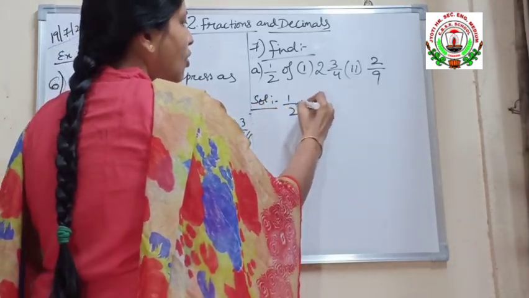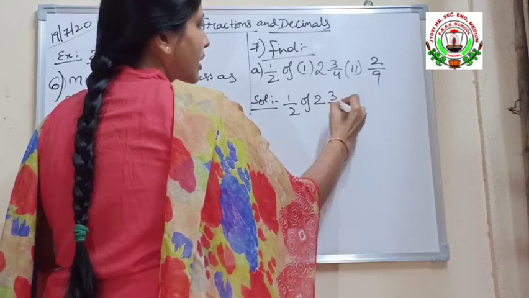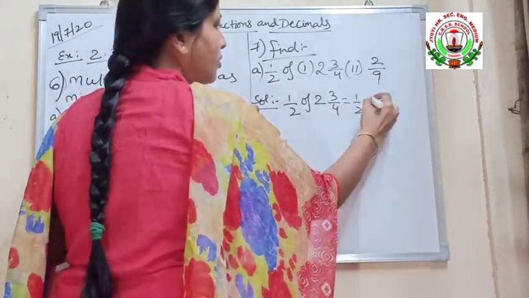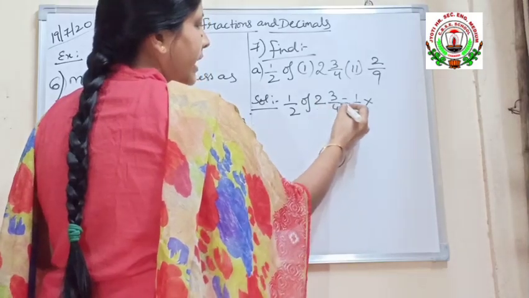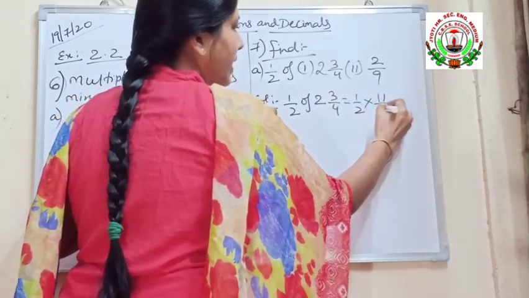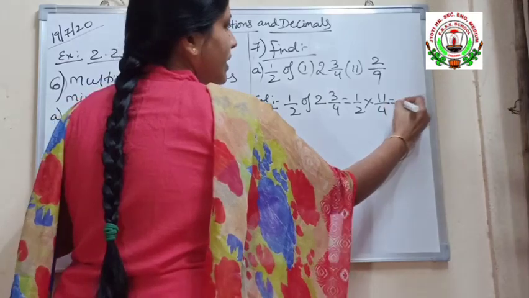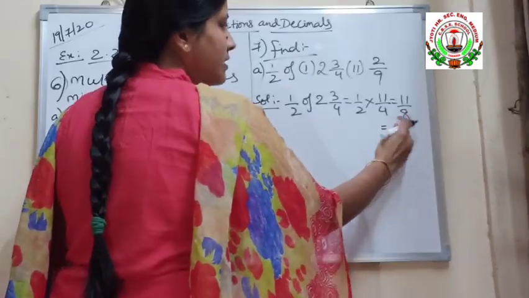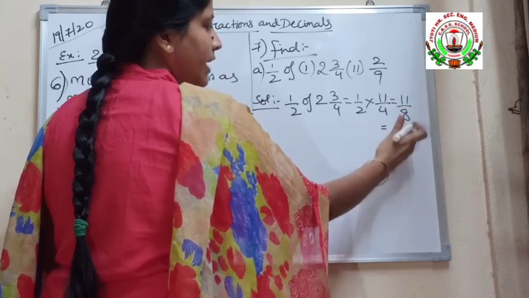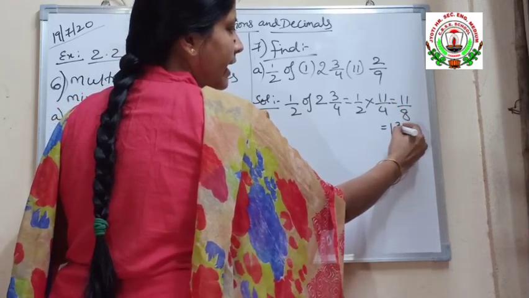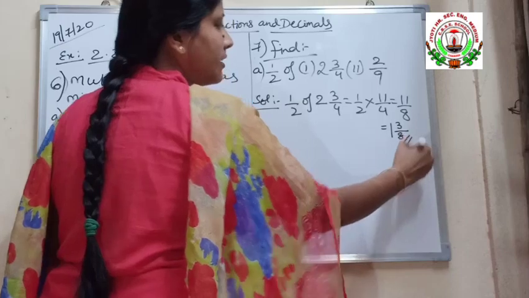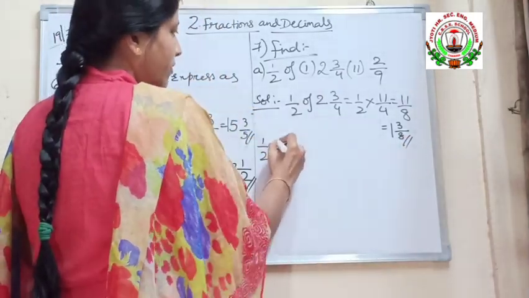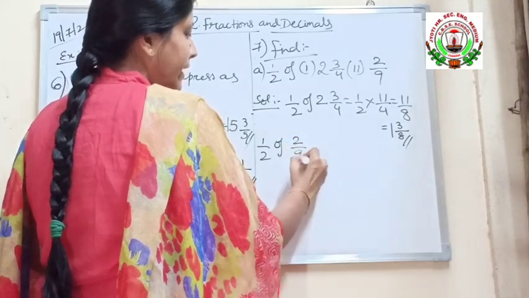1 by 2 of 2 3 by 4. So changing this mixed into improper, 2 4s are 8, 8 plus 3, 11 by 4. So this will be 11 by 8. And changing this improper into mixed fraction, 8 ones are 8 and 3 is the remainder, 1 3 by 8. This is your answer. Next part, 1 by 2 of 2 by 9.